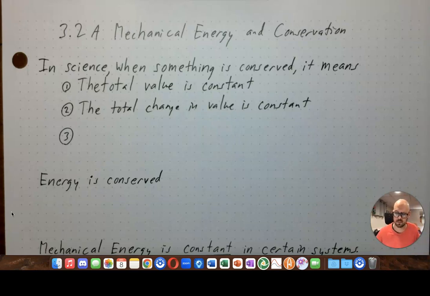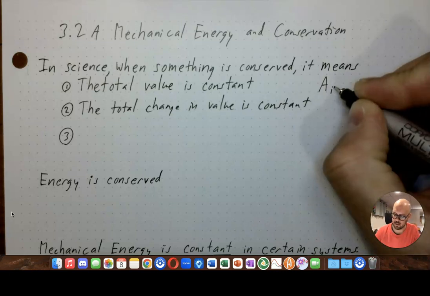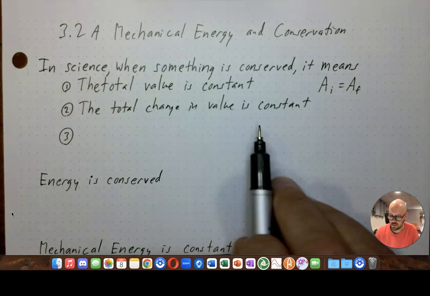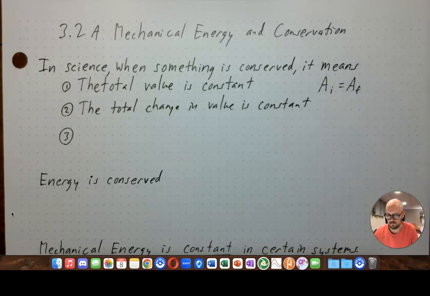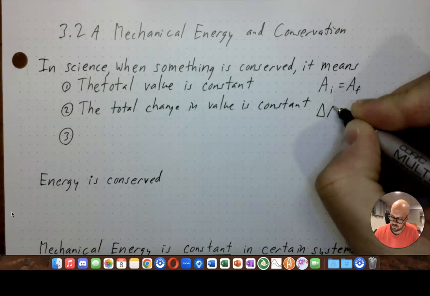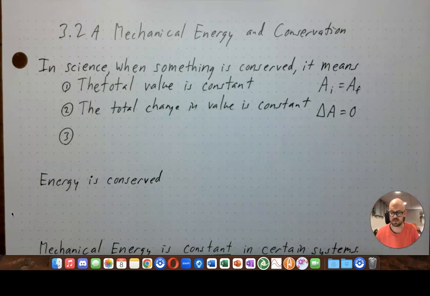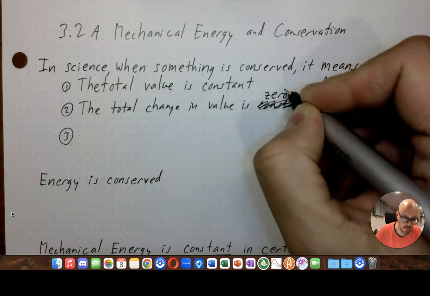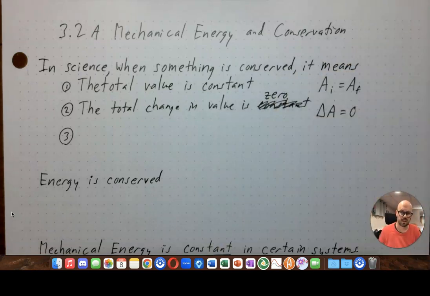I'm just going to show you some symbols for what that means. If the total value is constant, if A is conserved, that means that the initial value of A is equal to the final value of A. That's what I mean by the total value is constant. The next one is the total change in value is constant, and it's going to mean the same thing, but in symbols would say delta A equals 0. So the total change in value is, sorry, that shouldn't say constant. The total change in value is 0. And so there are 2 different ways of saying the same thing.